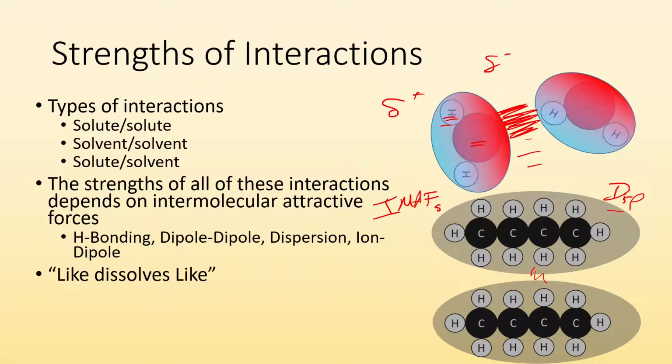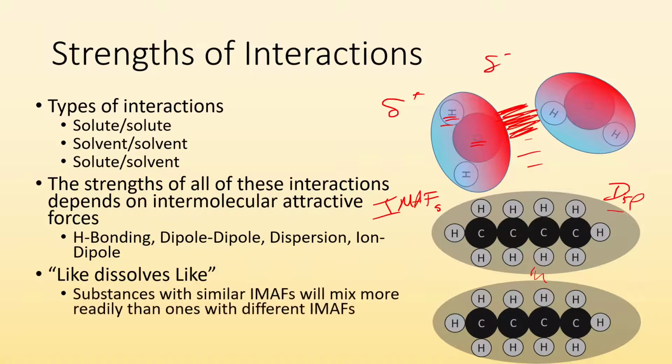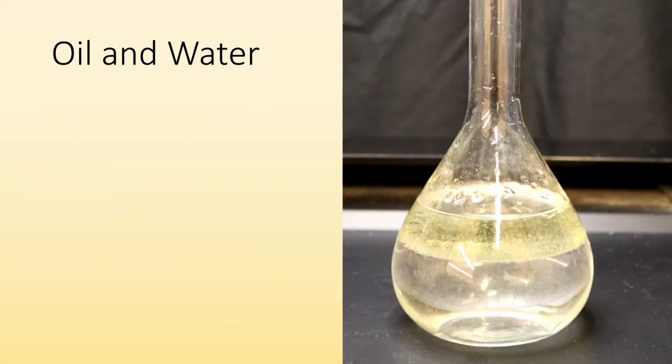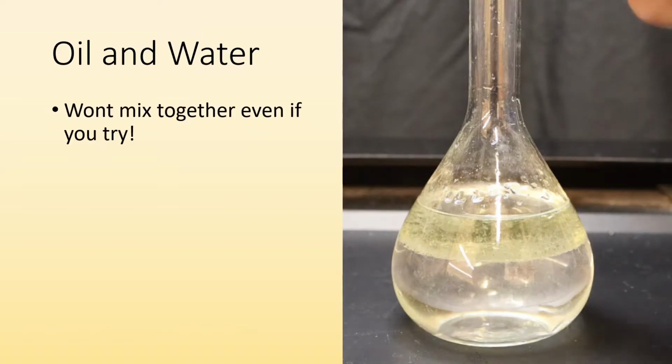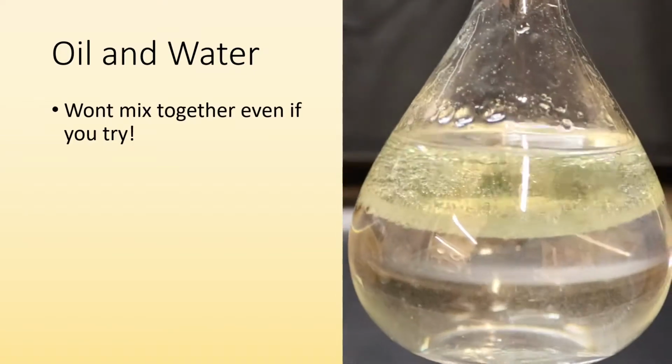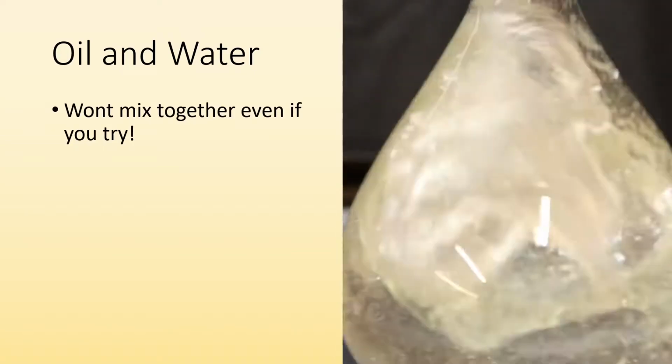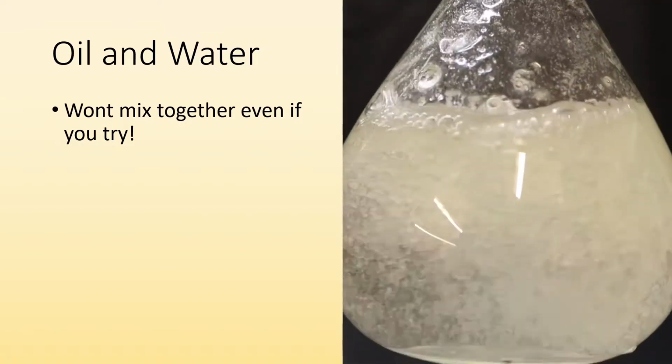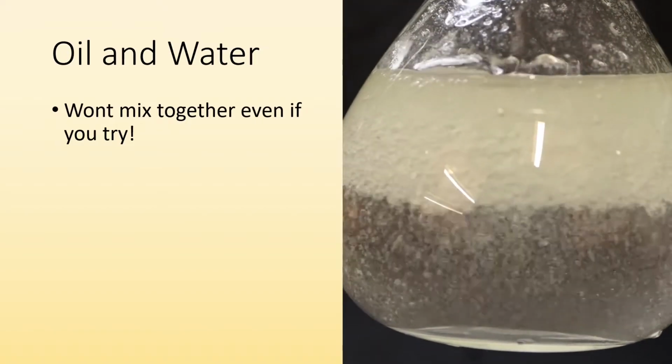Which brings us to a general rule, like dissolves like, which basically just means substances that have similar attractive forces will mix more readily than ones with different attractive forces. So my go-to example is oil and water. Y'all are probably pretty familiar that oil and water don't mix. It's the example people use when they say these two things don't get along. It's like mixing oil and water. It just won't mix together.